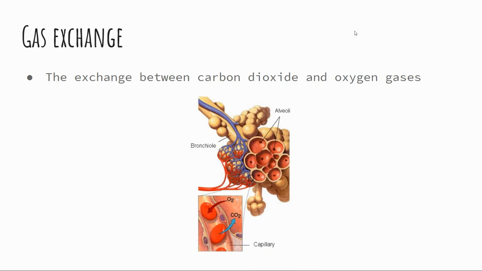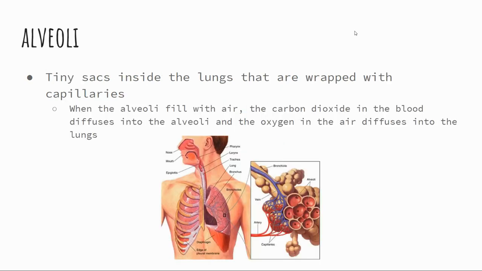Gas exchange. So the gas exchange is going to be between carbon dioxide and oxygen gases. Alveoli are tiny sacs inside the lungs that are wrapped with capillaries. When the alveoli fill with air, the carbon dioxide in the blood diffuses into the alveoli, and the oxygen in the air diffuses into the lungs.